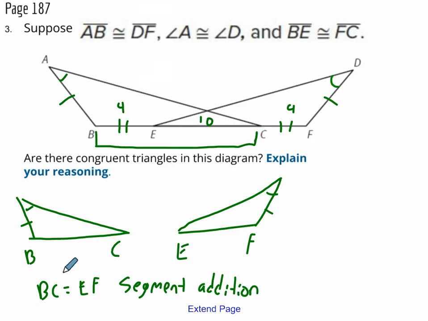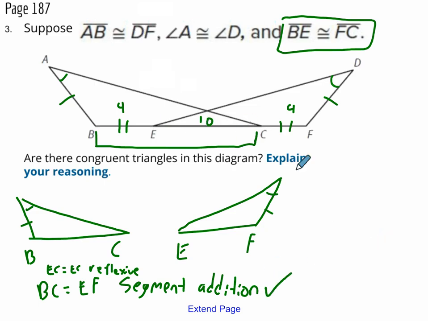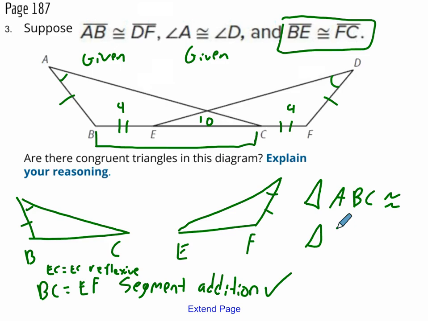A precursor step to that would probably be to list that EC equals EC because of reflexive. And I'd also need to state in that step that BE equals FC. So knowing this is equal and that this is reflexive, I can then add the segments together. The other ones would just be given and given. And I could then say triangle ABC is congruent to triangle DFE.